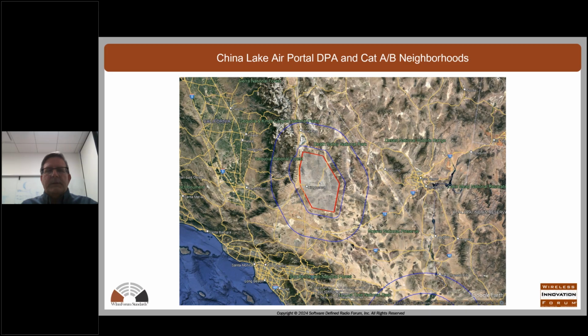This is the China Lake dynamic protection area and the neighborhoods for it. So the red is the airborne area where China Lake may be doing airborne operations, and the outer blue line is the neighborhood size around that DPA. The DoD has done a great job of trying to shrink these things to the minimal possible impact zone. And here, most of it's in the desert, so it's not highly impactful. Next slide, please, Lee.